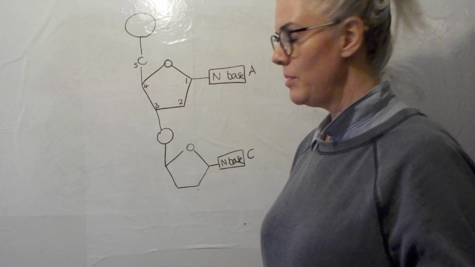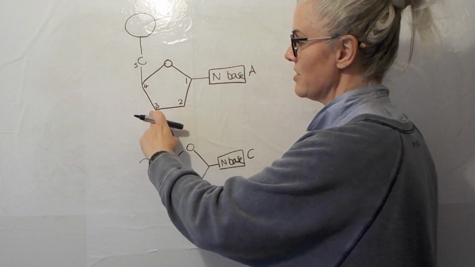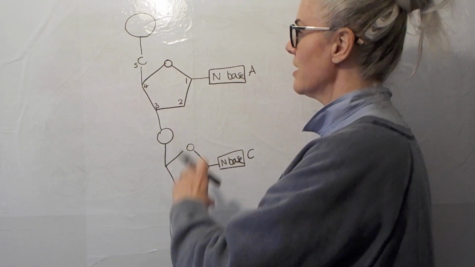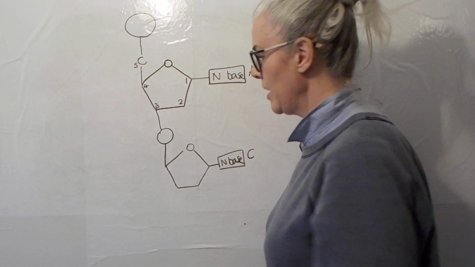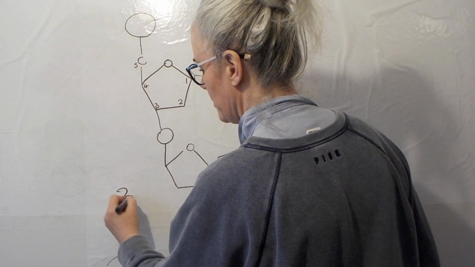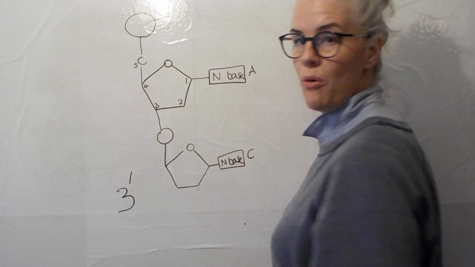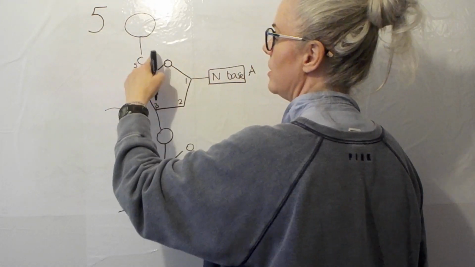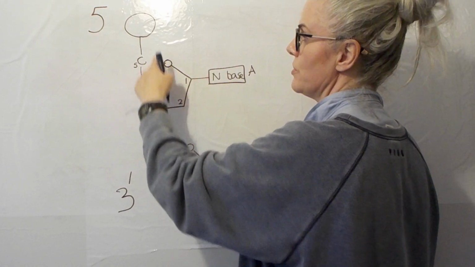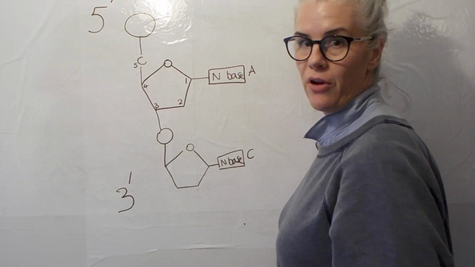Now, DNA polymerase can only add a new nucleotide onto this 3rd carbon. It can't add a nucleotide onto that 5th carbon. So it can only add a nucleotide onto the 3rd carbon end, which is known as the 3' end. It cannot add another nucleotide onto the phosphate of this 5th carbon. So that is called the 5' end.